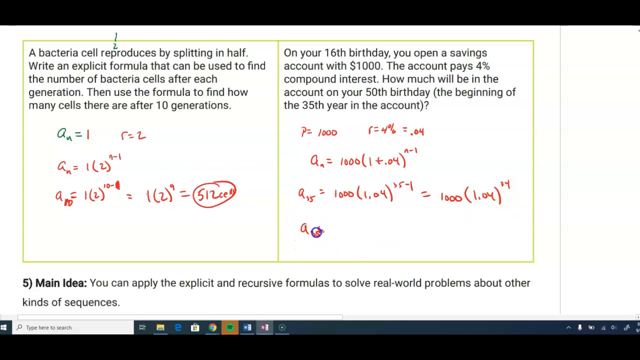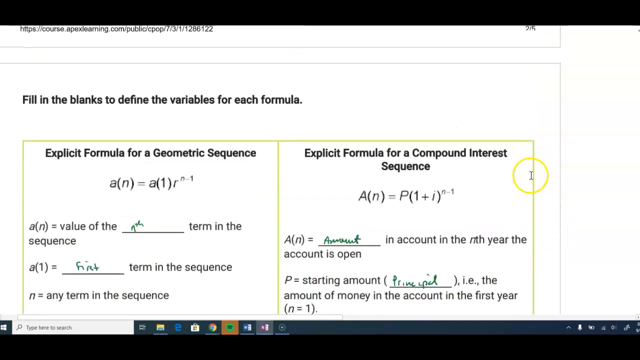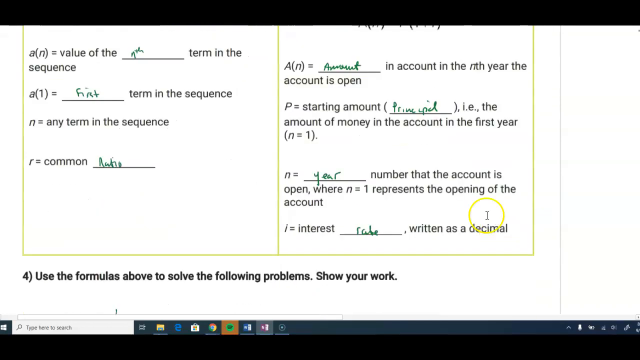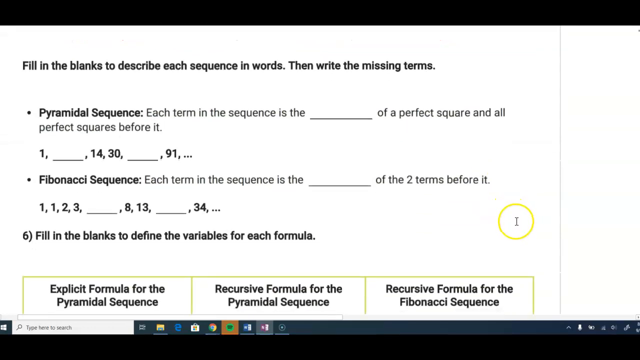Now, if you look at this, on the 35th year, when you evaluate this in your calculator, you would have $3,794.32 in your account. If you look, simple interest was the same problem, only gave you $2,360.